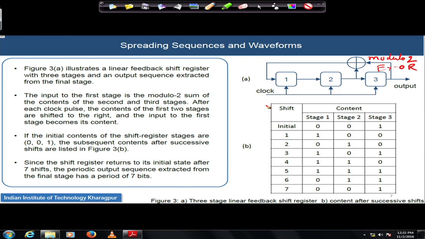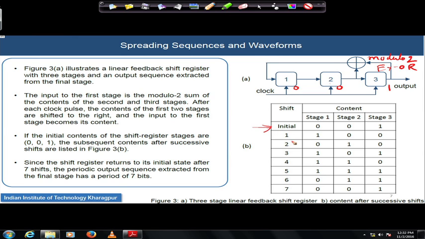Remember, all such shift register sequences need to be initialized with some initial value. Let us take an example where we have initialized this structure with a value of say 0, 0, 1, which is the initialization value shown in this table.